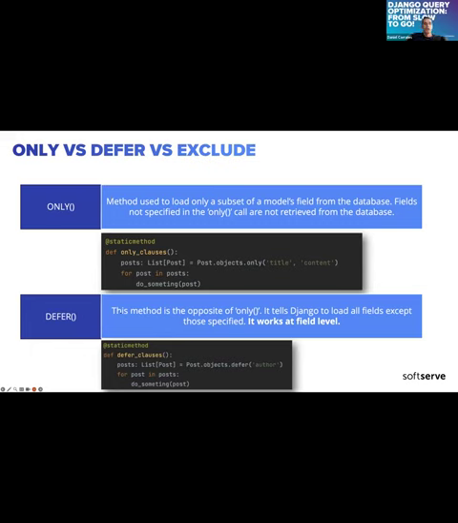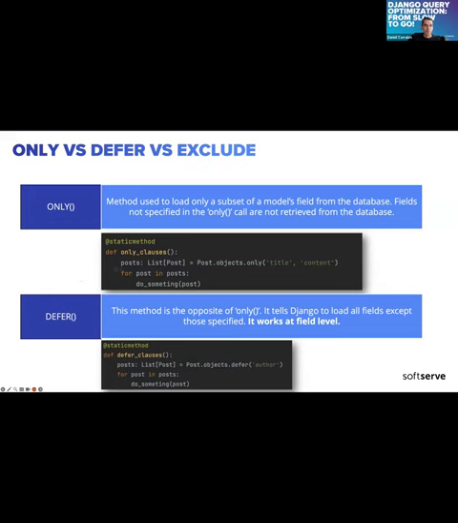So starting with only, this terminology and these tools are really simple and easy to manage, but useful to reduce the total memory usage when we are working with a query set and we have too much information to manage and we don't want to retrieve all the attributes that we have in our model. So this method is used to load only a subset of model fields from the database. Fields not specified in the only call are not retrieved from the database.